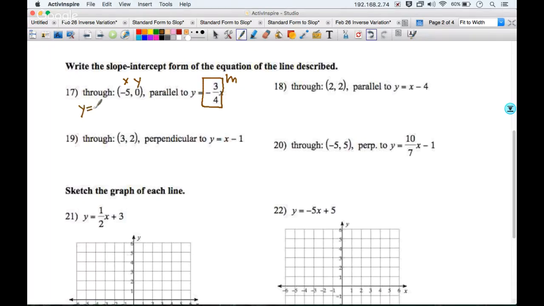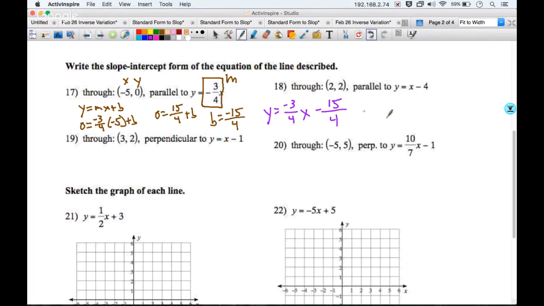Just like we've been doing, y equals mx plus b becomes 0 equals negative 3/4 times negative 5 plus b. 0 equals, I multiply across the top of that fraction, the negatives cancel out, 15 over 4 plus b. I subtract 15 over 4 from both sides. b equals negative 15 over 4. Now that I have an m and a b value, I write my equation. y equals negative 3/4 x minus 15 over 4.